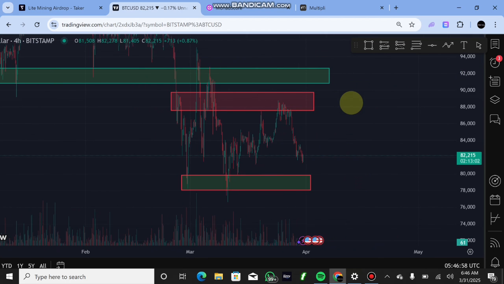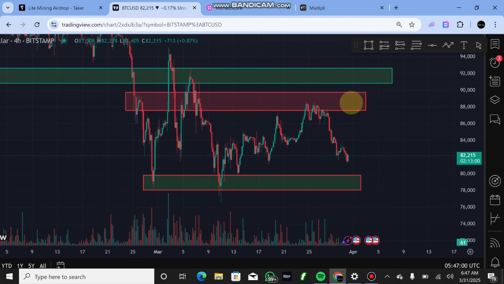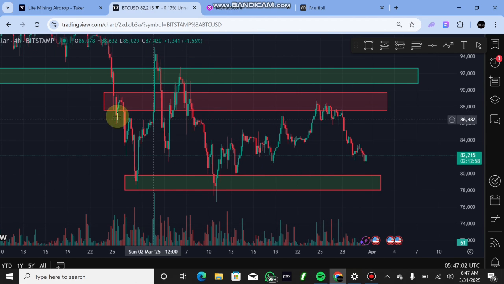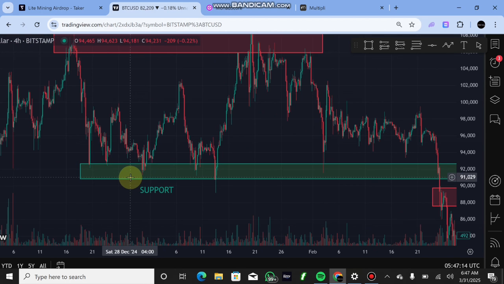And also, a good support or resistance should change levels. You will agree that this is a support, because anytime price goes to this place, it gets rejected. Anytime price goes to this place, it gets rejected. And this place has multiple supports, so it's actually a very good support.